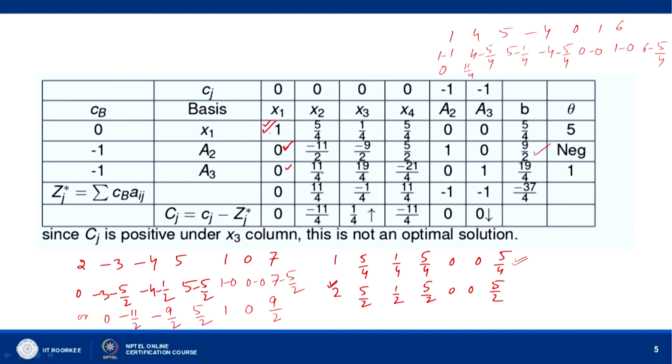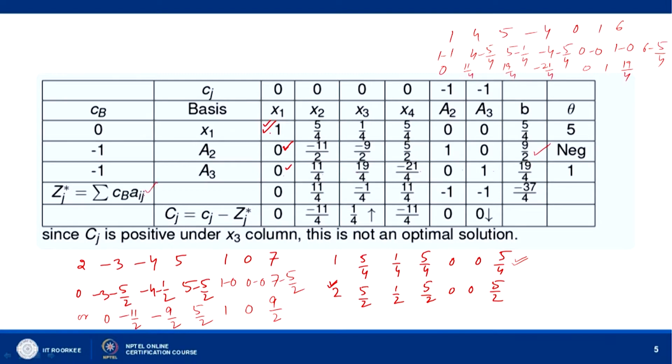So, 0, 11 by 4, and here 5 into 4 is 20, 20 minus 1, so 19 by 4, and here we get minus 16 minus 5, minus 21 by 4, here 0, here 1, here 24 minus 5, so 19 by 4. So, we get this 0, 11 by 4, 19 by 4, minus 21 by 4, 0, 1, 19 by 4. Okay. Now, we find ZJ star.